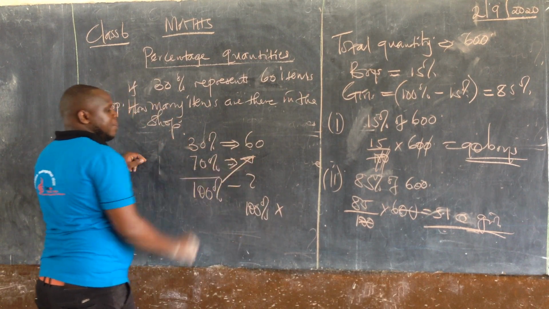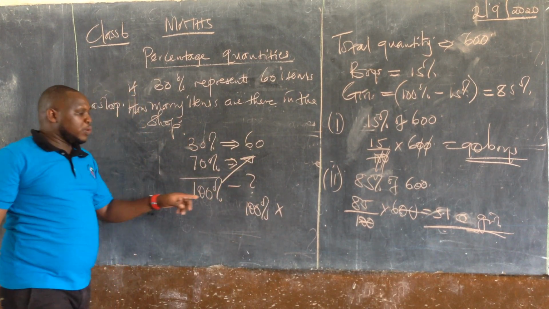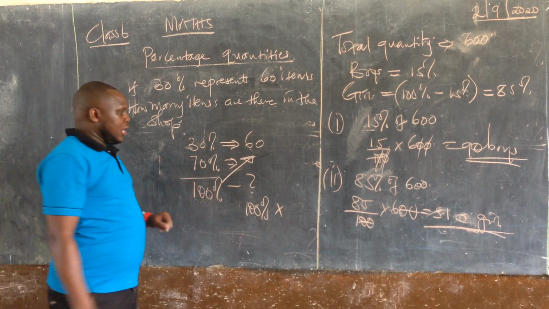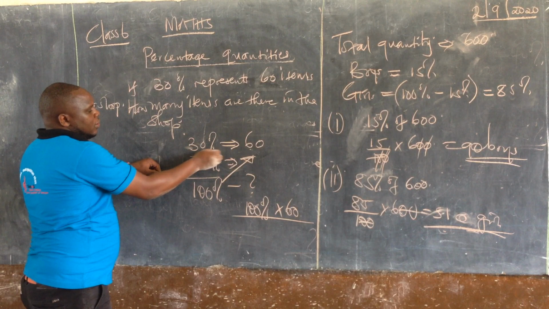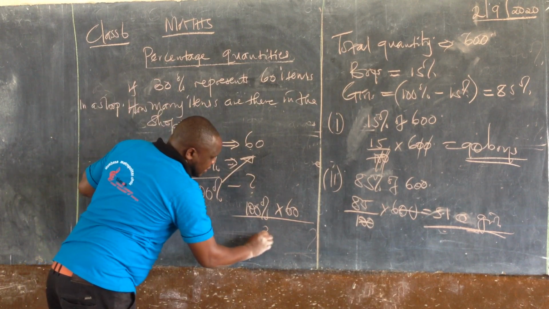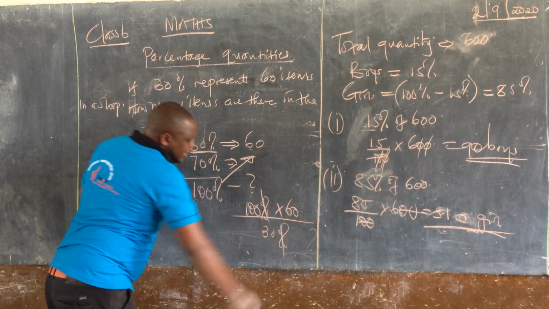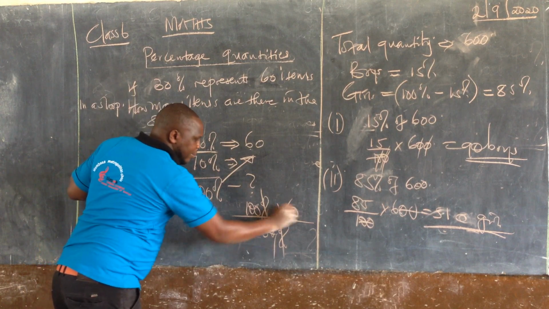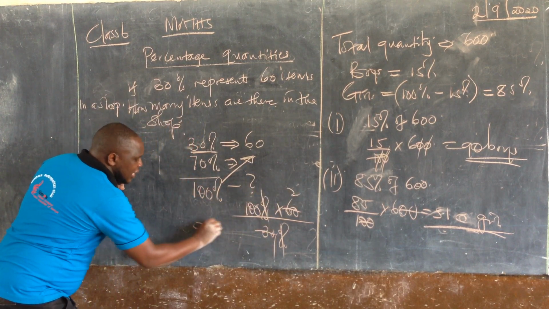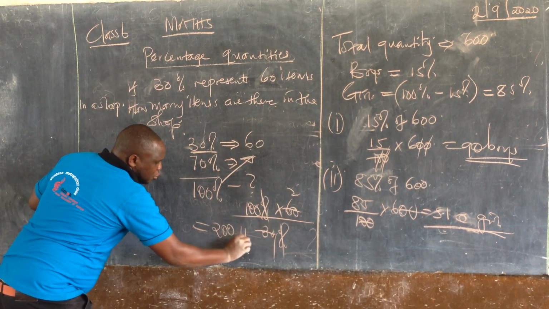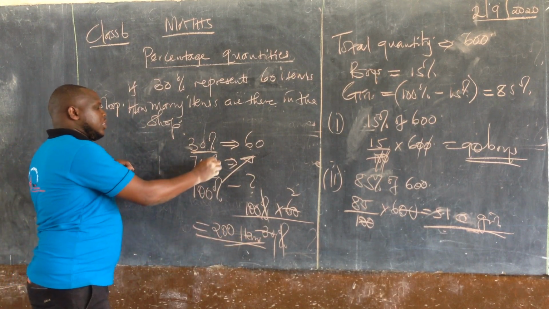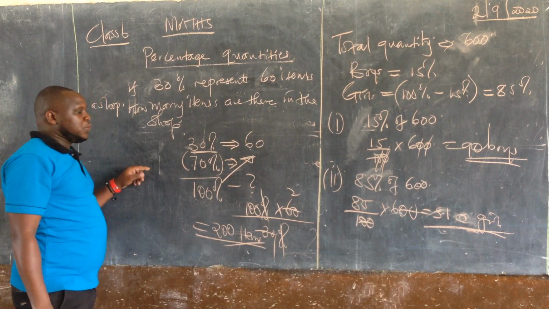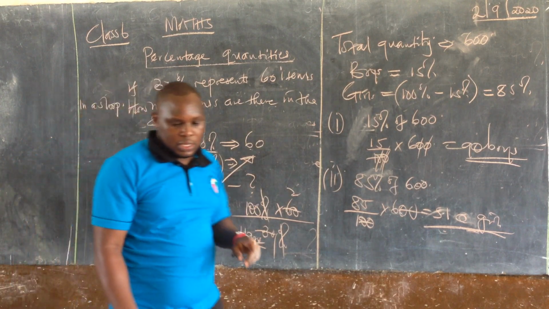So you're going to get 100% times, remember, we are multiplying with the number above the question mark. That's very important, to put the question mark here. Times 60 items over this percentage, which is 30%. And so the percentage will cancel, 3 by 3, 1 by 2. So you're going to realize that the shop when full has 200 items. I do not want to put this here because it will confuse you. So this is how you do it.